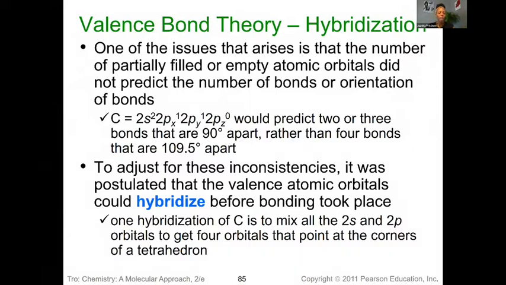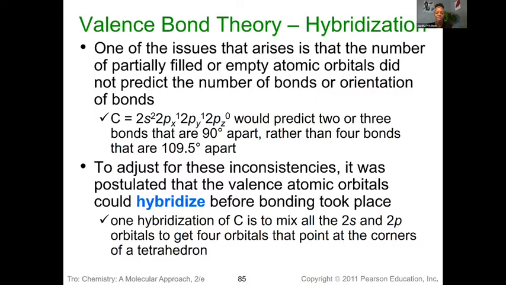A great example of this is carbon. When we look at carbon's electron configuration, or more specifically the orbital diagram, we know that it would be 2s2, then 2p2, with those two electrons in the p sublevel split amongst three different orbitals.